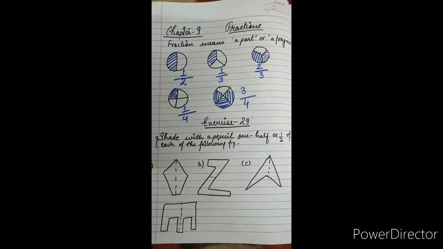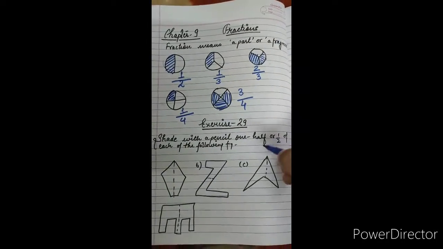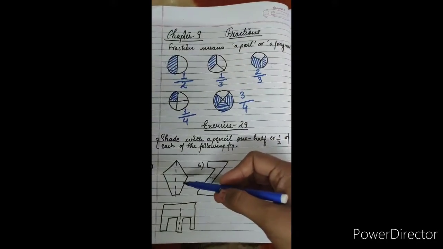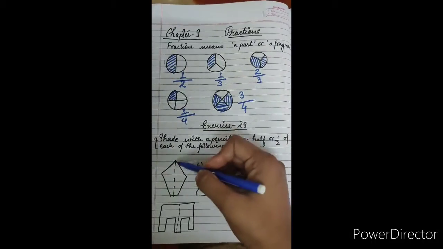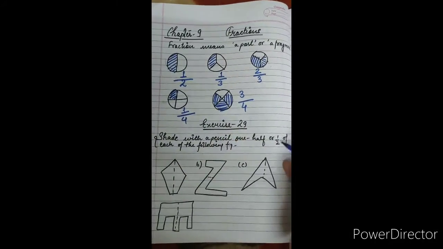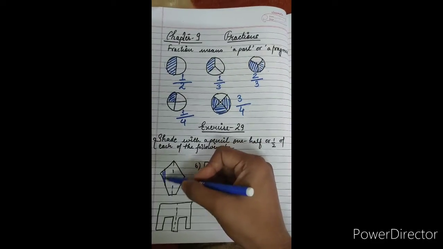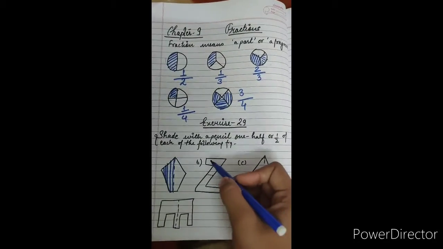Okay. Now, let's start exercise 29. Shade with a pencil 1/2 or half of each of the following figures. This figure is divided into half. So, this is a circle divided into half, and 1/2 of each of the following figures. One part is shaded and another part is unshaded. Like this.